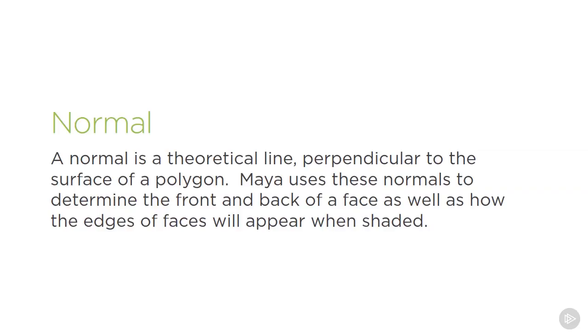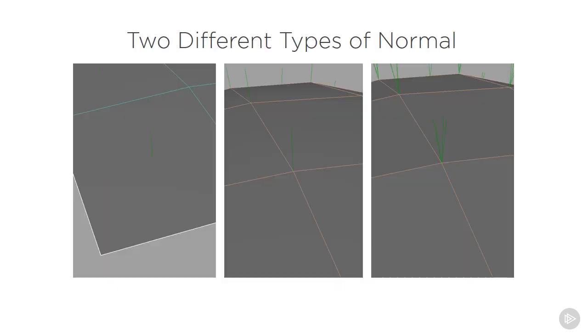The definition of normals is they are theoretical lines that run perpendicular to the surface of a polygon. Now, Maya uses these normals to determine the front and the back of a face or a polygon, as well as how the edges of faces will appear when Maya shades them. Now, with that said, there really are two different types of normals that are associated with your mesh, and we're going to illustrate both of them here.